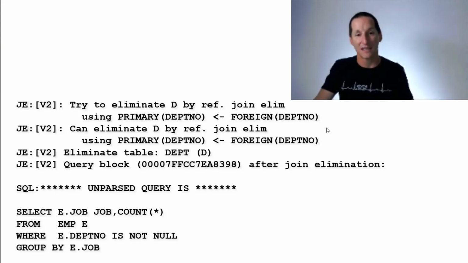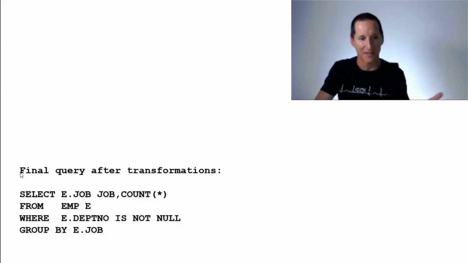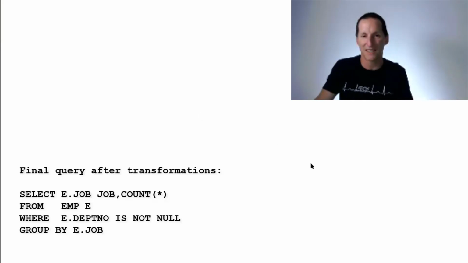It's trying to do less work. And there we go, final query after transformations. And that's what it's actually trying to optimize. So it's not a bug, it's actually something really awesome.